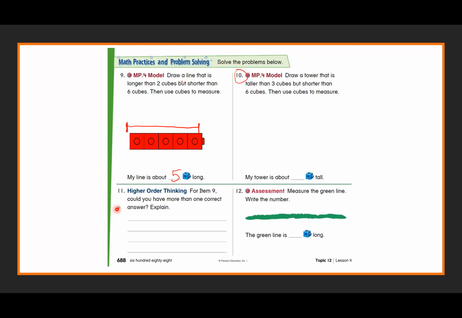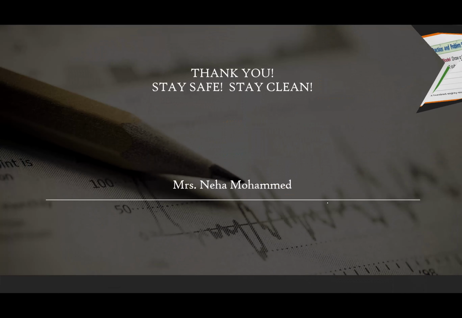For item number 9, could you have more than one correct answer? Explain. Can you have more than one correct answer? Yes, of course. You can draw a line which can be 3 cubes, 4 cubes, 5 cubes, but it should be less than 6 cubes. Okay, and question number 12, you will do this. Measure the green line and write the number. So you have to place your cubes here, and then you have to tell the green line is about how many cubes long.